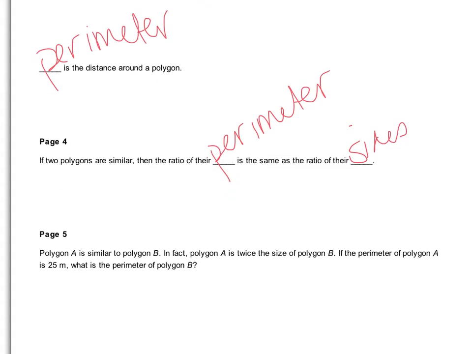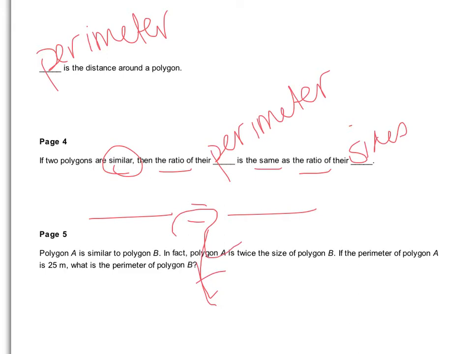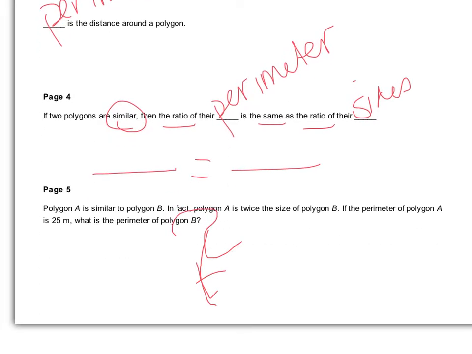So here's the deal. What that means is if they're similar and the ratios are the same, then we can set up proportions and cross multiply to find either a missing side or a missing perimeter, depending on what we have. So if we look at this page 5 question, it says that polygon A is similar to polygon B. In fact, polygon A is twice the size of polygon B. If the perimeter of polygon A is 25 meters, what is the perimeter of polygon B?